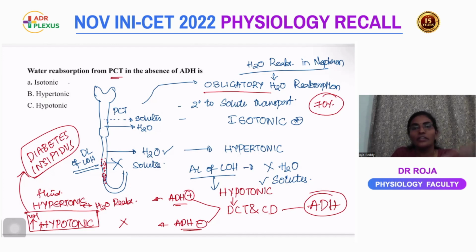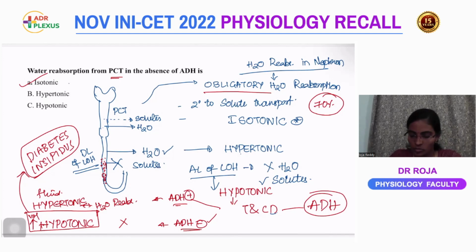And hence, whether ADH is present or absent, it is secondary. Water reabsorption will be isotonic in the PCT. Now, this reabsorption of water in the DCT and the collecting ducts is known as facultative or facilitatory water reabsorption. So, one was the obligatory and the other is facultative water reabsorption.